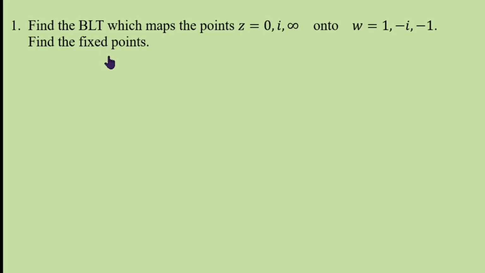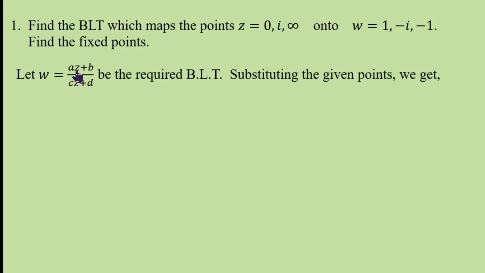Now, to solve this problem, I am going to discuss it with two methods. One is the direct method, where no concept is required. Just assume that W is (AZ plus B) by (CZ plus D), assume that this is the required bilinear transformation, and substitute the given set of points. You will get three equations.